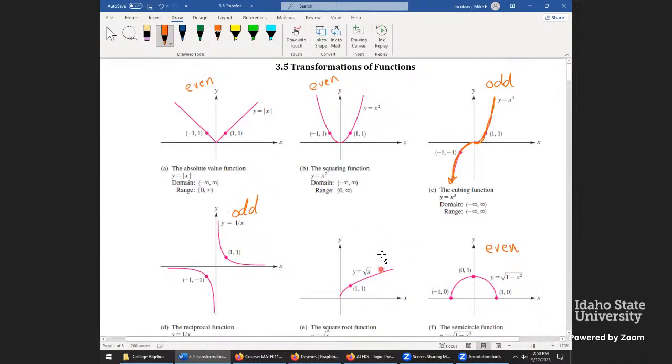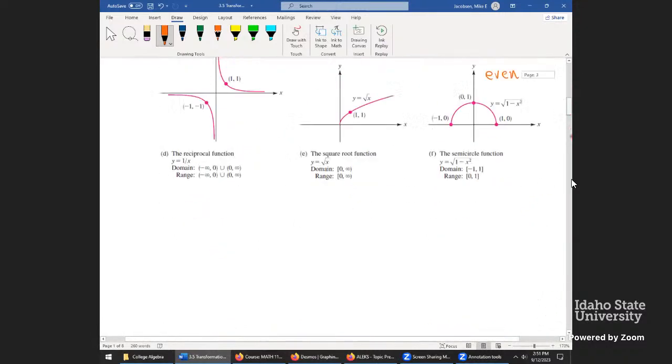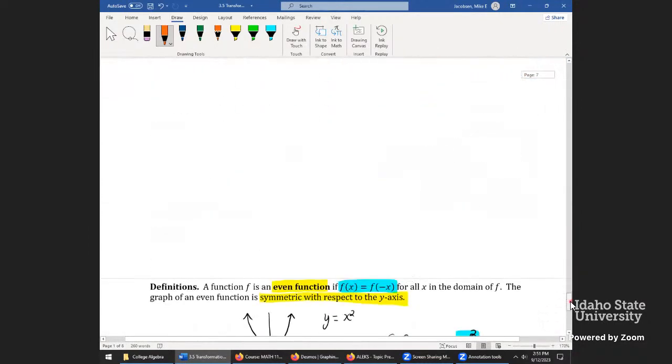But this one right here is the only one that doesn't fit anything. It's neither odd nor even. It doesn't have symmetry about the y-axis or the origin. So those are pretty much what can happen visually with even and odd functions.